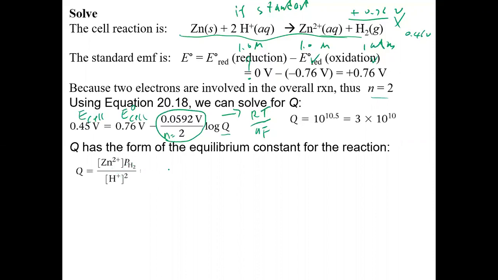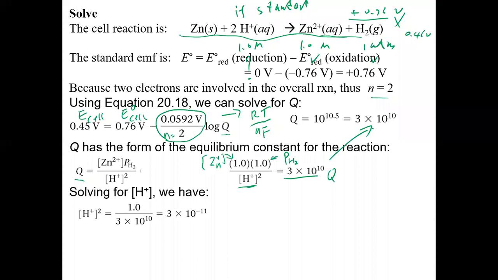All right. So next, just substitute, and you get a Q. You are given this number, you are given this number, you don't know this number, so therefore you have this new equation. So 1.0 times 1.0, this is for the zinc 2 plus concentration, and this number is for the partial pressure of H2 gas. So this we don't know, and this is Q from that. This is simple algebra. You multiply, divide, and you get H squared equals 3 times 10 to the negative 11.